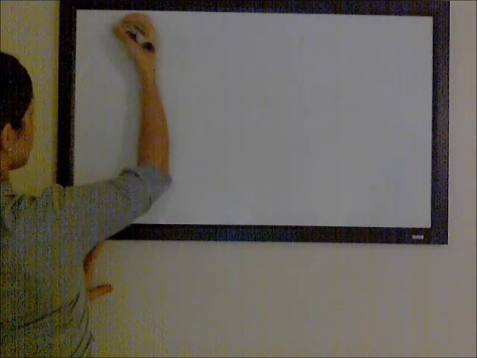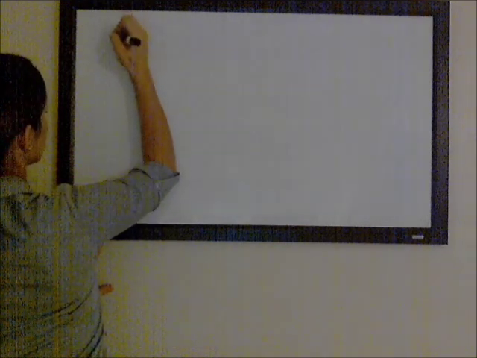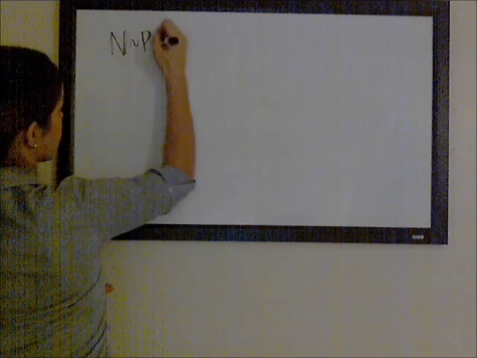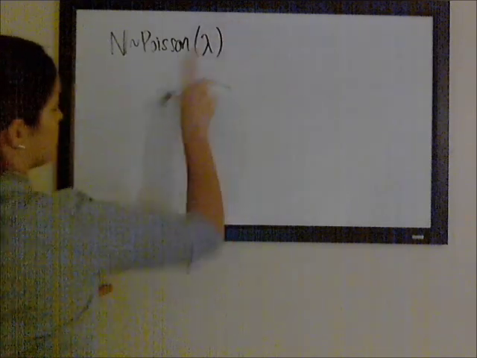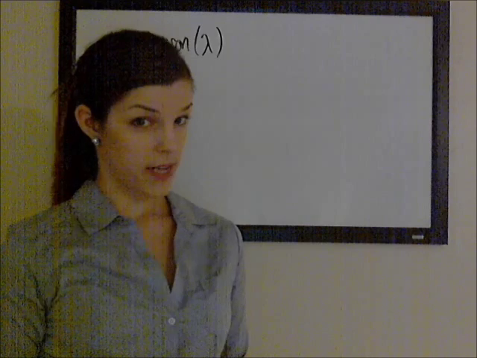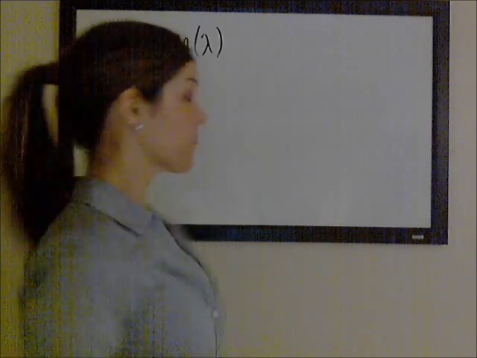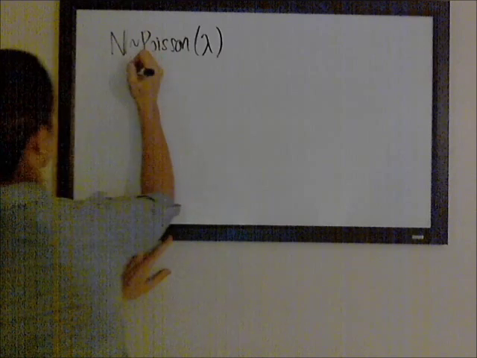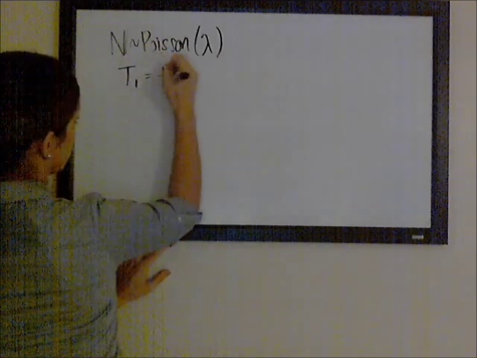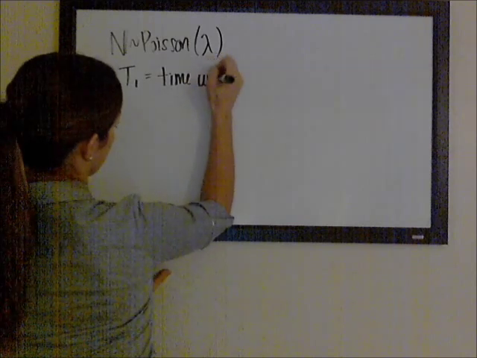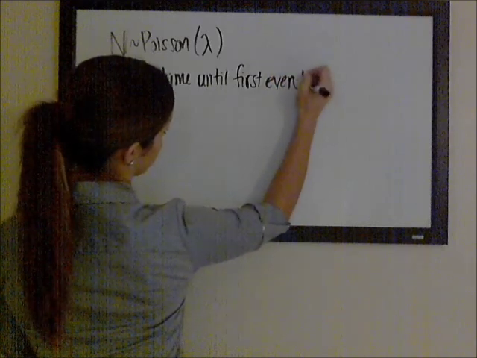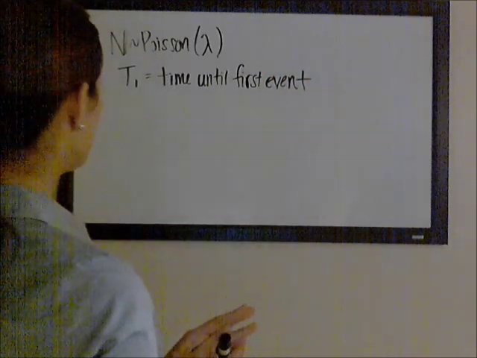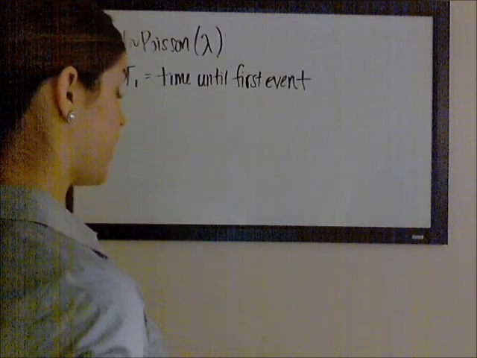So let's say, for example, the number of events, I'll call it N, follows a Poisson distribution with parameter lambda. So that will be the mean number of events or the rate at which events occur. And let's call T sub 1 the time until the first event. Okay, so just based on this, we know some things about the time until the first event.